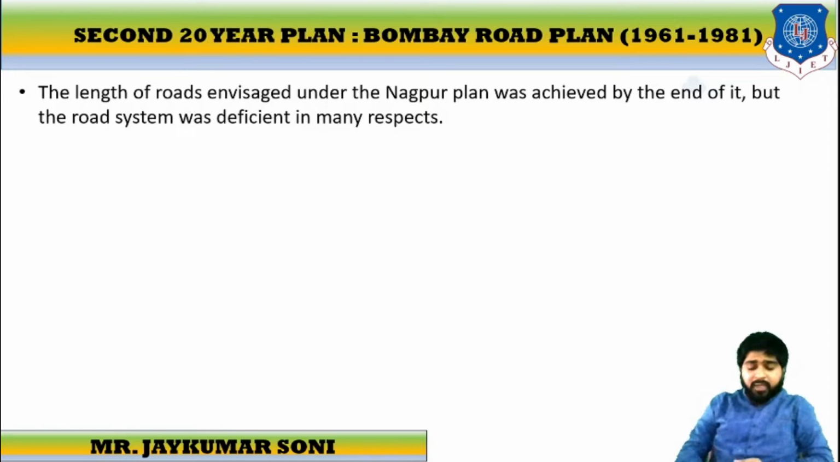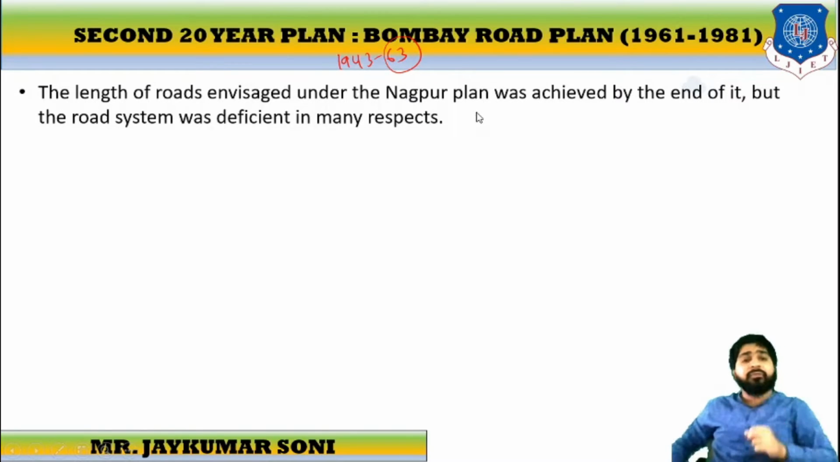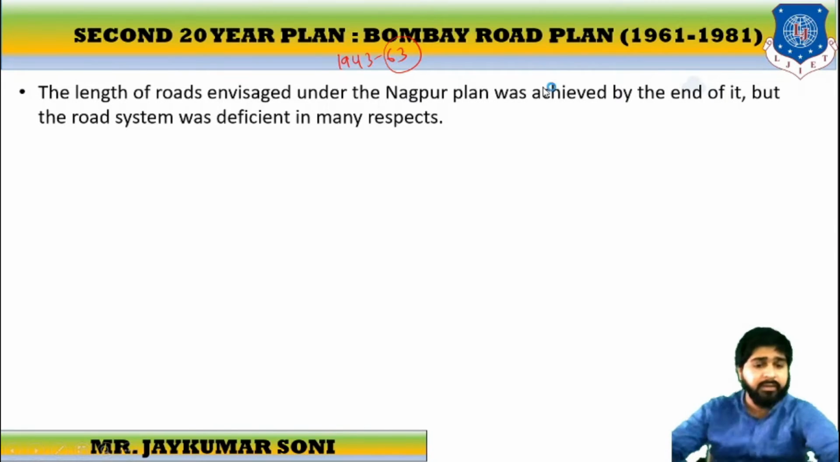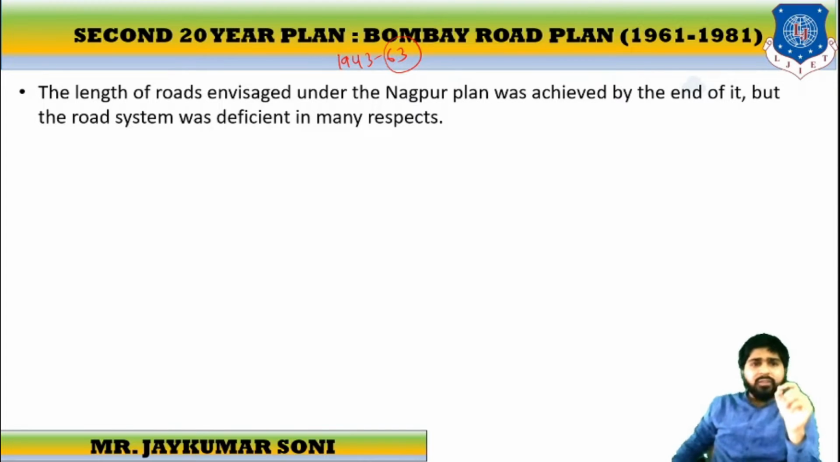The first 20-year plan had a tenure of 1943 to 1963. But the targets which were kept for the end of 63 were already achieved by the end of 1961 due to the planned phase system. At the end of the Nagpur Road Plan, the length of road envisaged was already achieved, but it was observed that the roads were in a very deficient condition. Deterioration of roads was there.